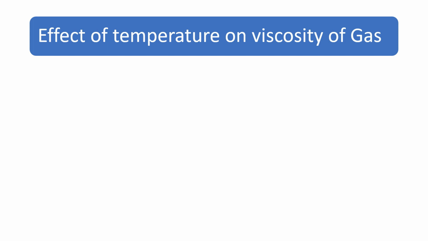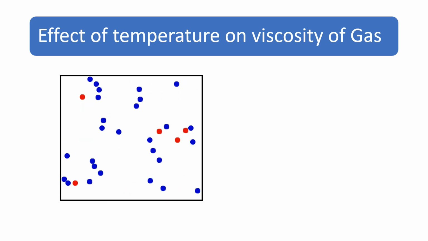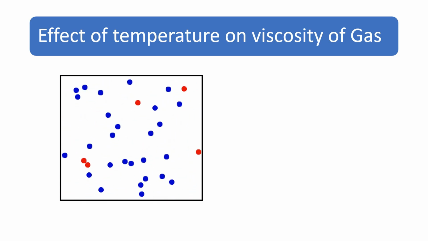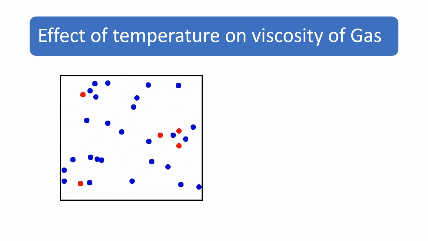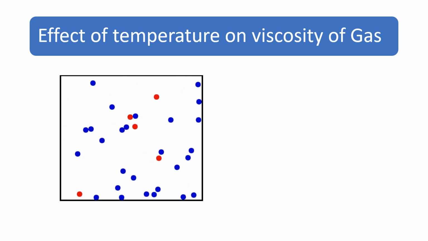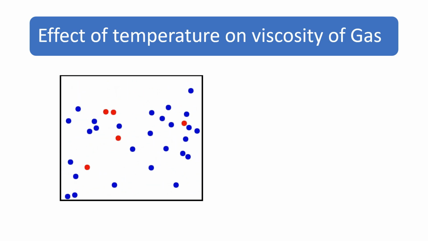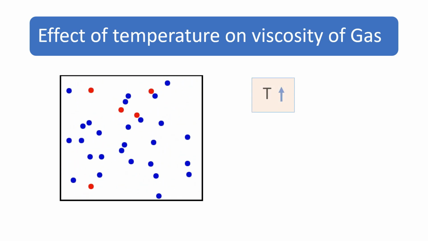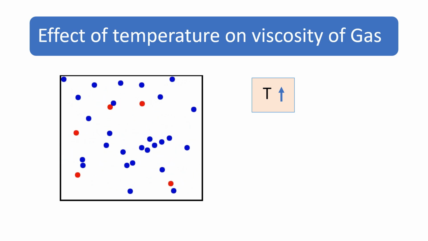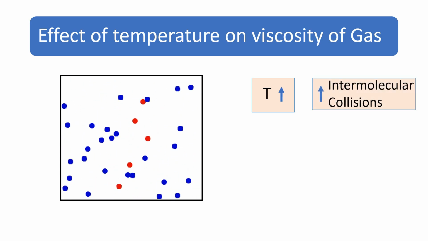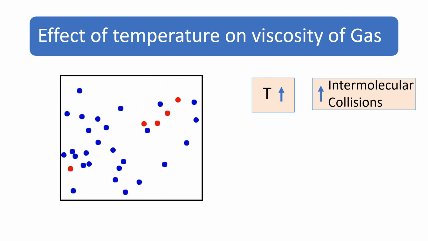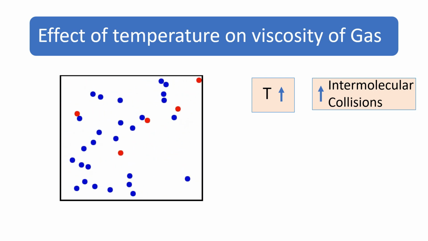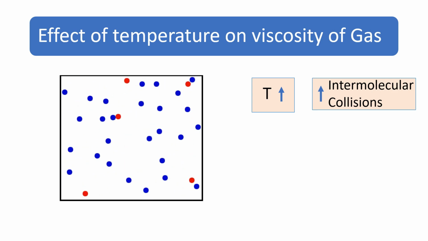So what is the effect of temperature on the viscosity of gas? So unlike liquids, the viscosity of gas is due to intermolecular collisions. So here the intermolecular forces are comparatively very weak, and viscosity is due to the intermolecular collisions. So as the temperature increases, the intermolecular collisions will increase. So the viscosity will increase.